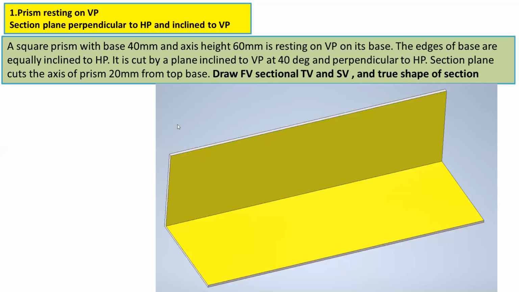Okay, so now we will see the second case where the prism is resting on the vertical plane. In the previous case, prism was resting on the horizontal plane and it is cut by the auxiliary plane which is inclined to VP, inclined to HP and perpendicular to the VP. Now here, as the prism is resting on the vertical plane, the section plane is perpendicular to HP and inclined to the VP. So you can note down this problem.